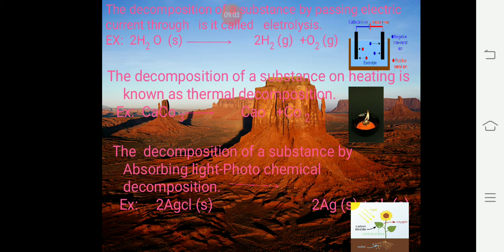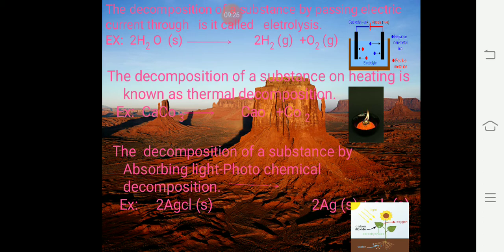Next one is passing through heating. This is called thermal decomposition. Thermal means taking the heat. For example, burning of some substance is an example of thermal decomposition. See here, CaCO3 gives rise to CaO plus CO2. Burning of some substances is called thermal decomposition.